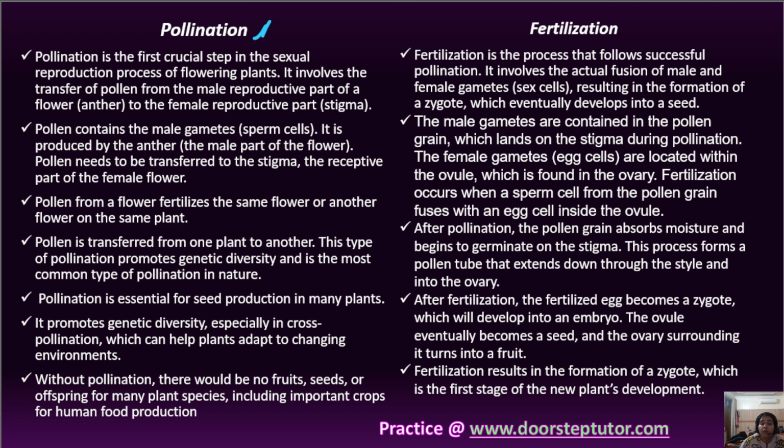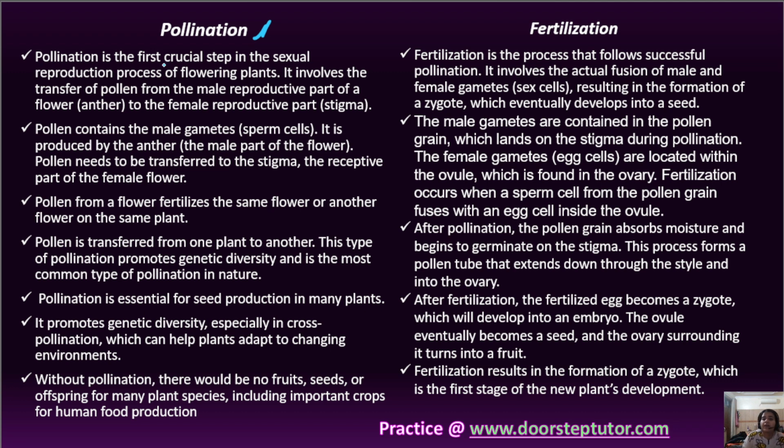After this, we are talking more about pollination. The pollen contains the male gametes, which are the sperm cells, produced by the anther, the male part of the flower. These pollen grains need to be transferred to the stigma, the receptive part of the female flower, and this transfer is the process known as pollination. For this, some agents are needed. These agents can be wind, water, insects, sometimes animals and birds as well. It depends on which type of pollination it is.